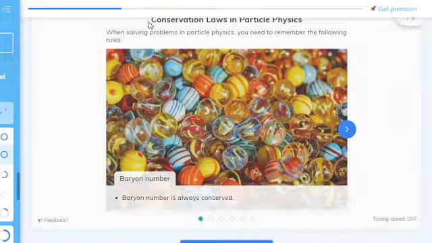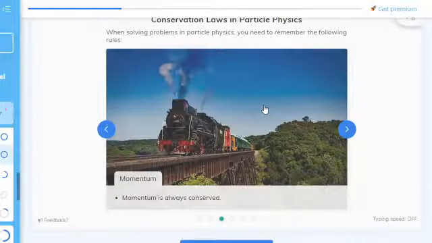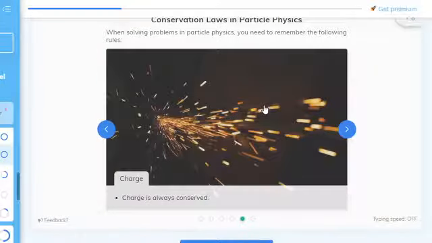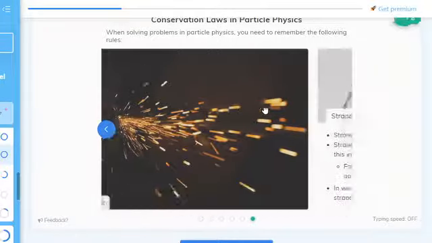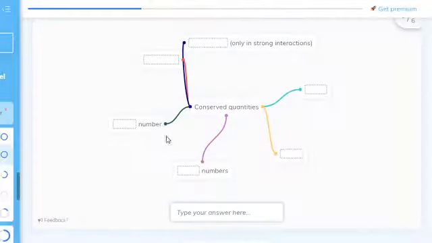So, conservation laws of physics. When solving problems in particle physics, you need to remember the following. Baryon number is always conserved. Energy is always conserved, mass is always conserved, momentum is always conserved, lepton number is always conserved, charge is always conserved, and strangeness is only conserved during strong interactions.